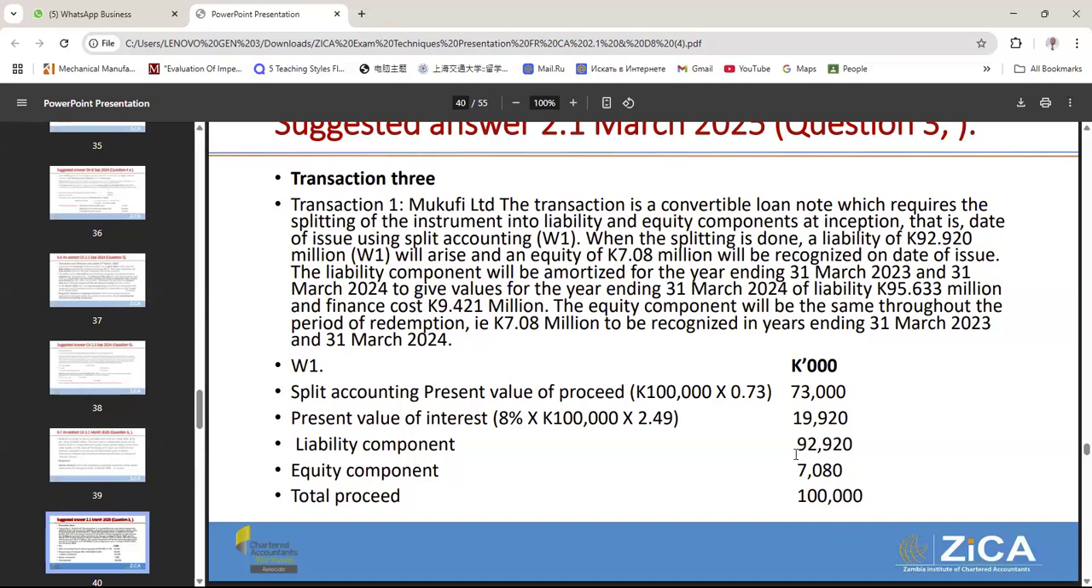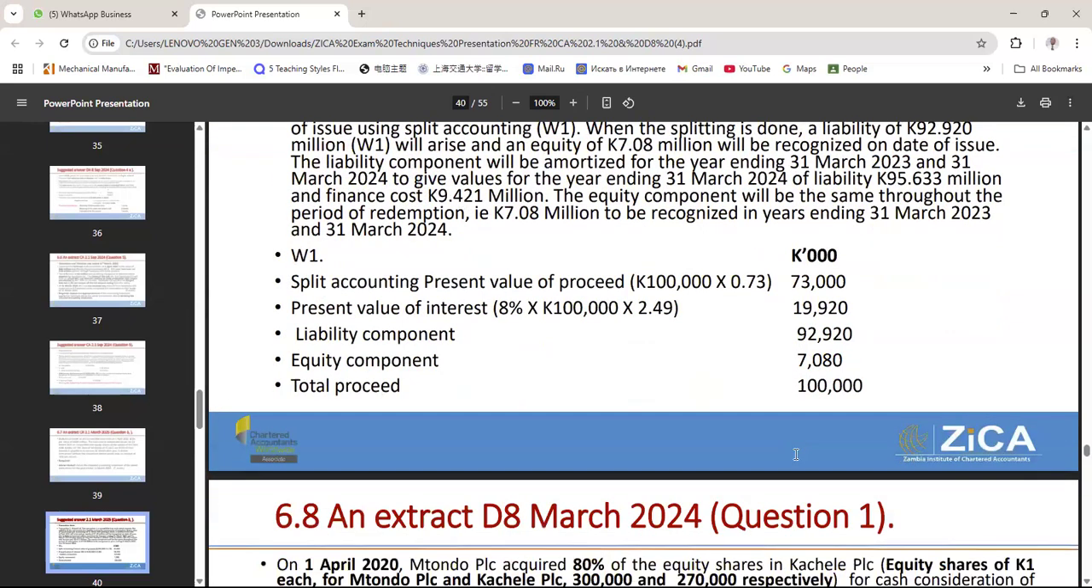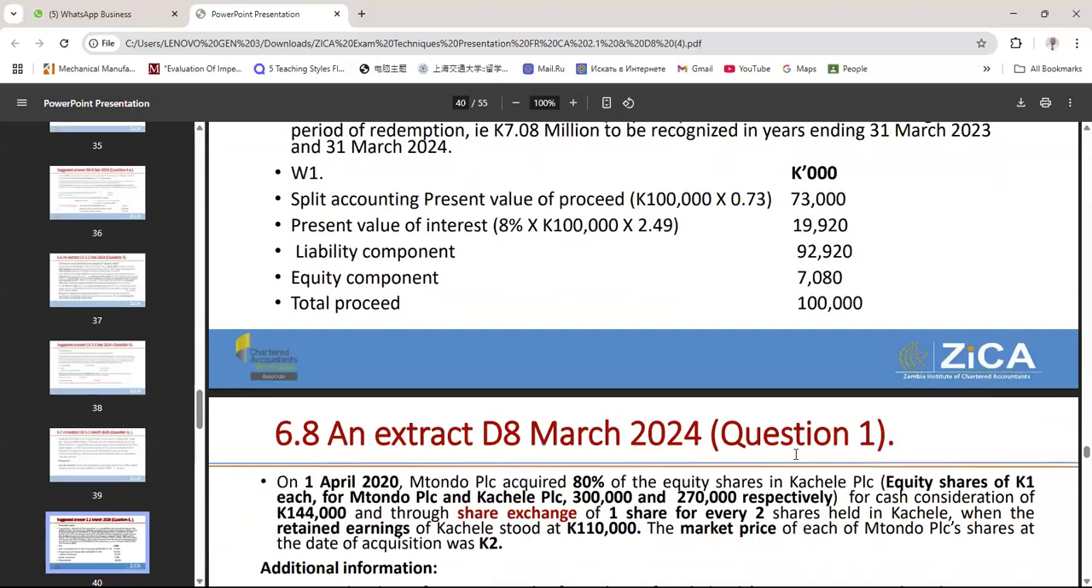So whenever you see convertible loan or convertible bond, it will be on IAS 32. They would want to test you how to present convertible, which you have to split.